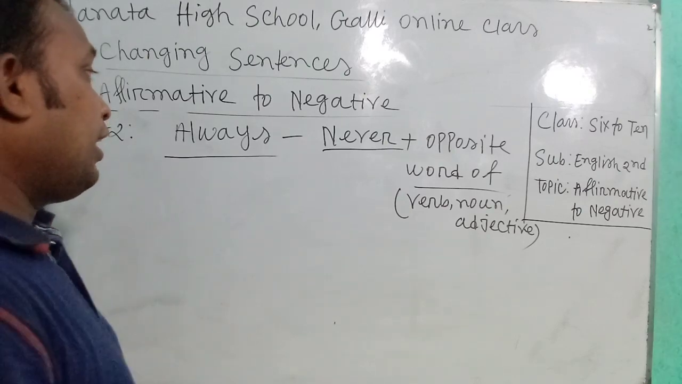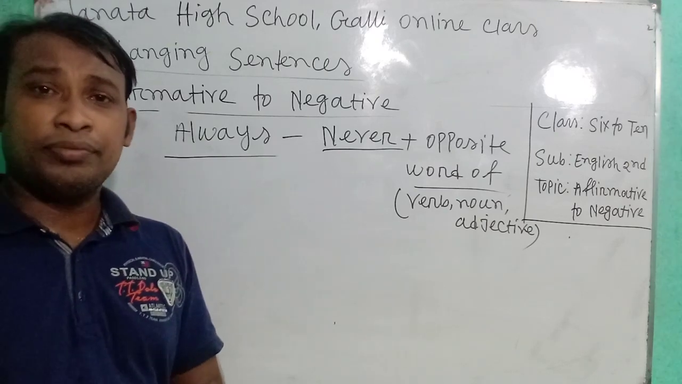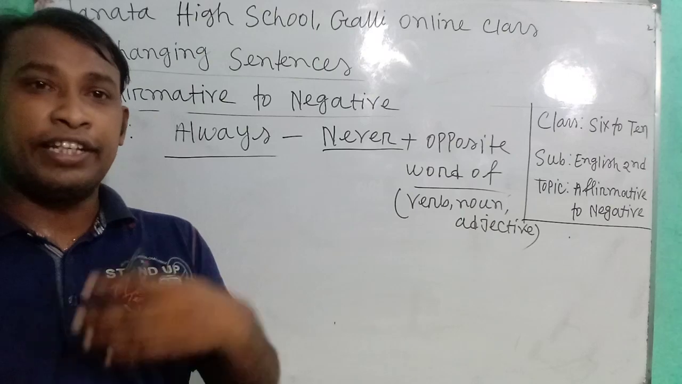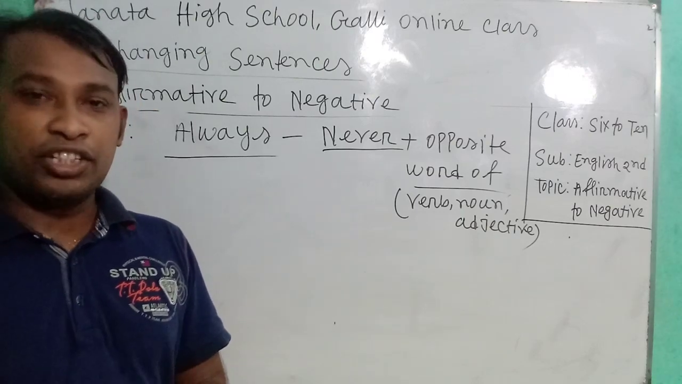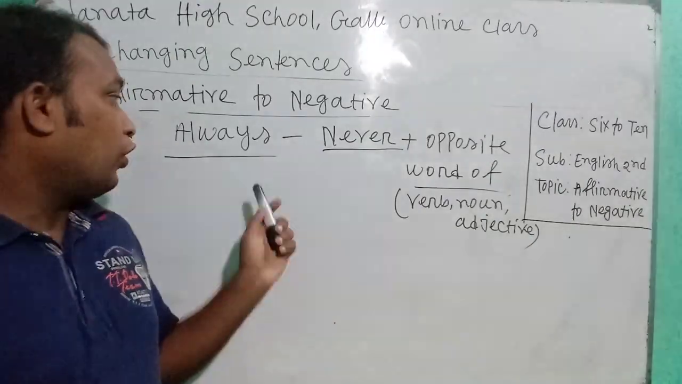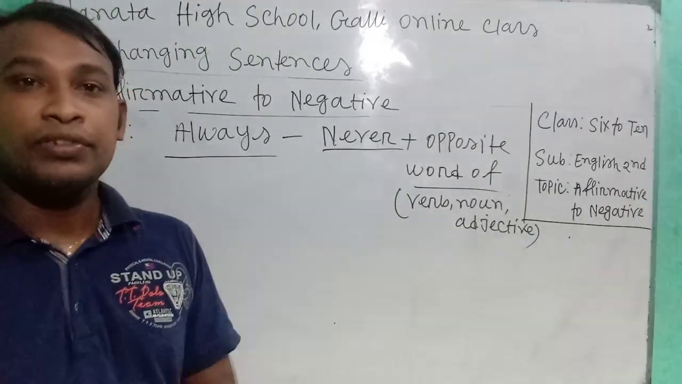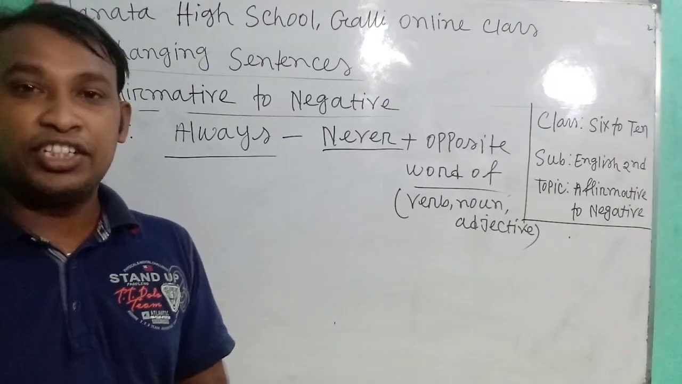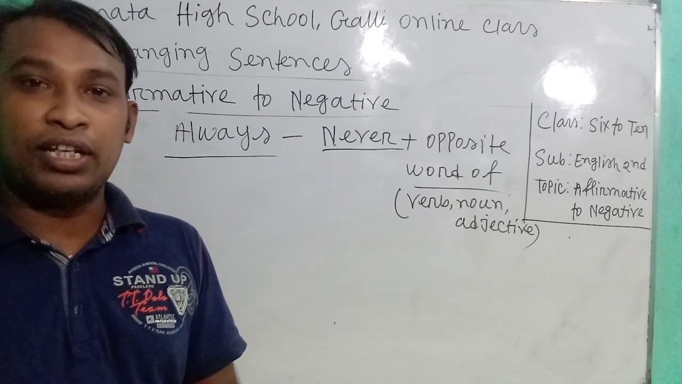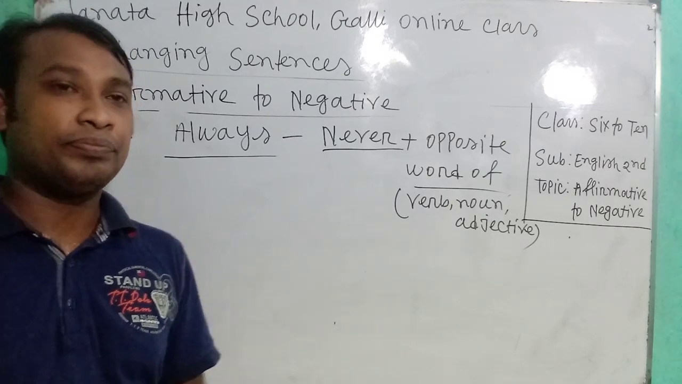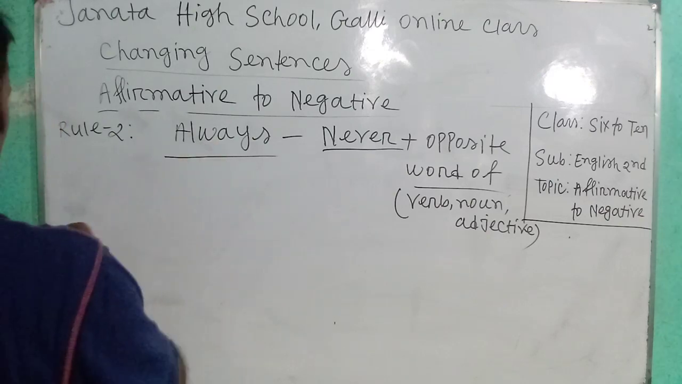And I think that there are some opposite words in your textbook. You will find the opposite words in your textbook, such as always, never; present, absent; honest, dishonest; moral, immoral; mortal, immortal, and so on. Let's take an example.